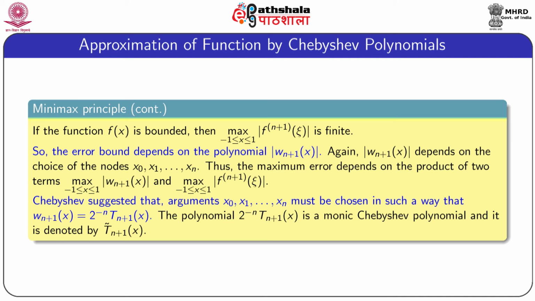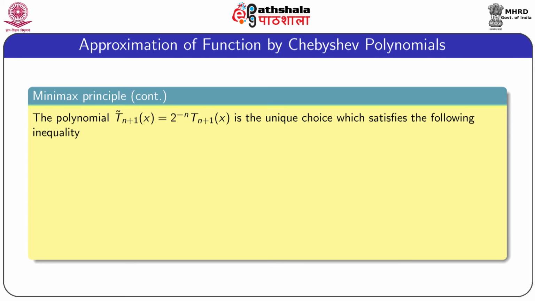The polynomial 2 to the power minus n into T(n+1)(x) is a monic Chebyshev polynomial, and it is denoted by T tilde (n+1)(x). Thus, the polynomial T tilde (n+1)(x) equal to 2 to the power minus n into T(n+1)(x) is the unique choice which satisfies the following inequalities. That means, the maximum value of the T tilde (n+1)(x) over the interval -1, 1 is less than or equal to the maximum value of W(n+1)(x) over the interval -1, 1.